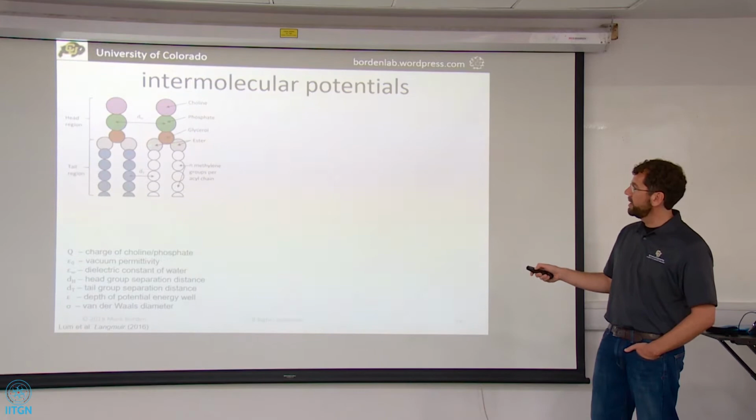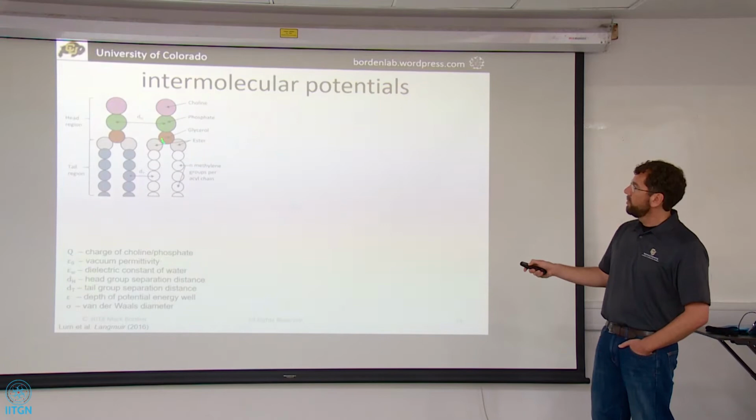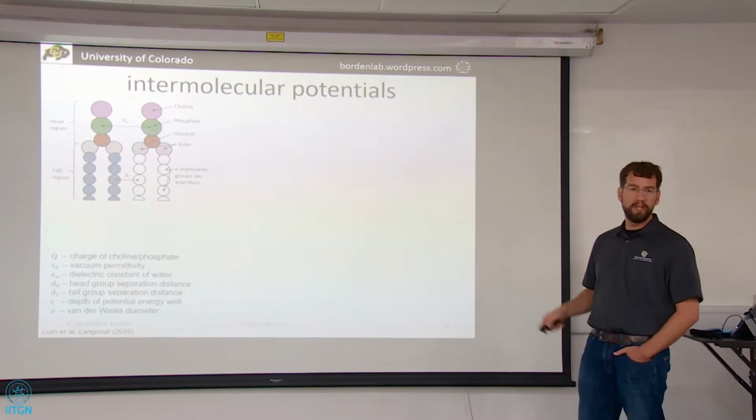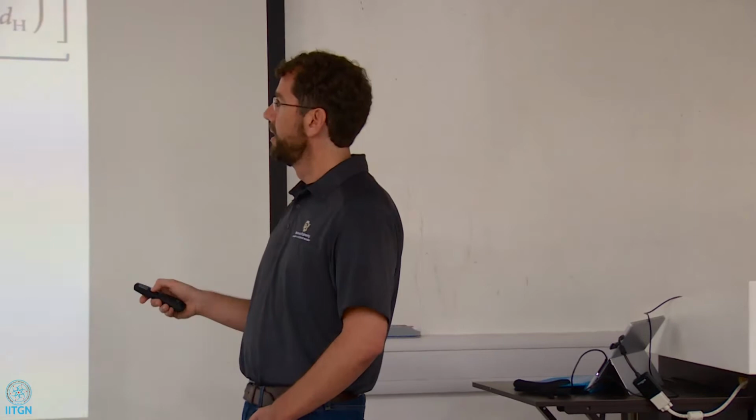Now, there's only one head group per lipid, but there are two chains. We can assume they're hexagonally packed, but there are going to be different packing distances between the head groups and the chains, right? Because there are two chains for every lipid, but one head group for every lipid. So the head group distance will be different than the distance between tail groups. We have two different regions, but we can just sum them together and do the overall calculations.